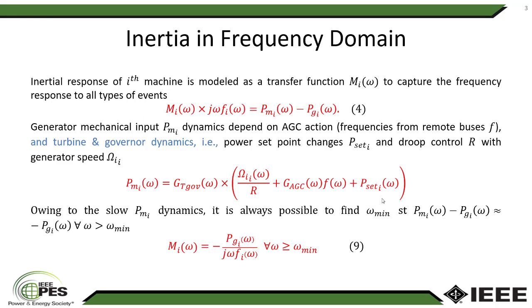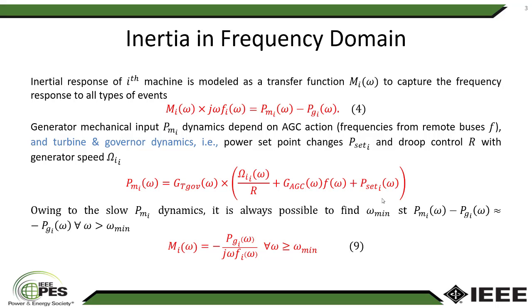So we have written all the equations in frequency domain because we are working with ambient conditions, and the response of the system can be predominantly linear in ambient conditions. The first equation is the simple power imbalance, but notice how we have written inertia as a transfer function as opposed to a constant number.